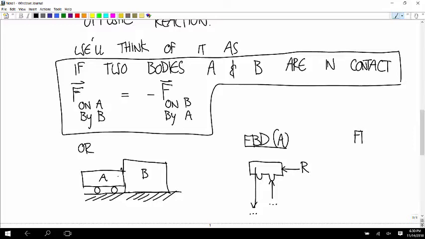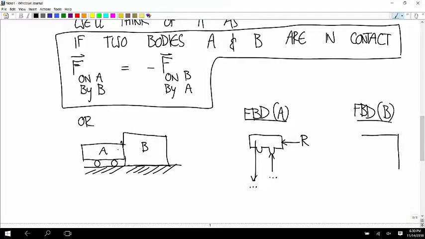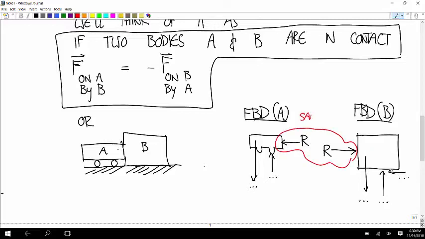And then when we do the free body diagram of B, there's a weight force that I don't care about here. There's a normal force. There's a friction force. And then the contact force is going to be the same magnitude in the exact opposite direction. So these two have the same magnitude and they're in opposite directions. Any questions about that? Yeah.